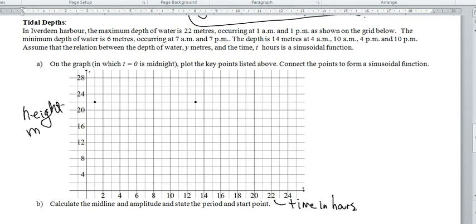Okay, so what do we got? 22-meter depth occurring at 1 a.m. and 1 p.m., as shown on the grid below. The minimum depth of water is 6 meters occurring at 7 a.m. So let's go to 7 a.m. and 6 meters. And 7 p.m. What's 7 p.m. in a 24-hour clock? 19.